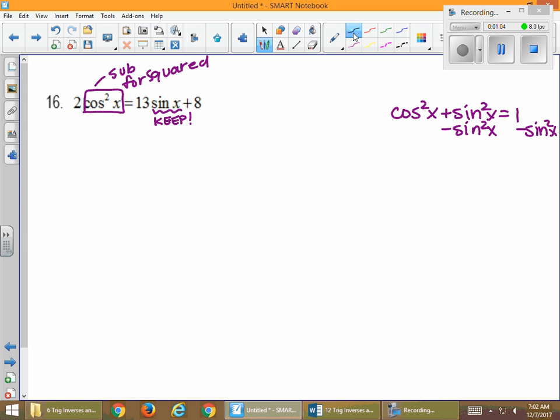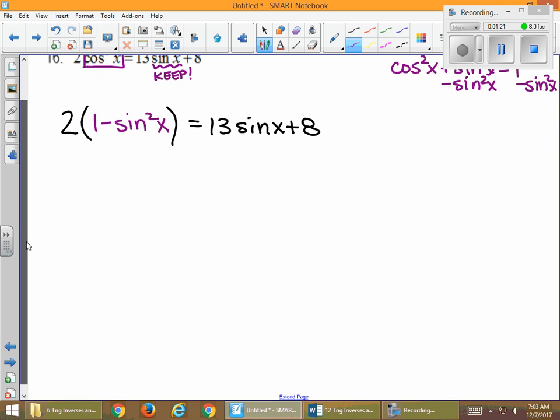So the rest of the problem is going to stay the same. I'm just going to change my cosine squared to 1 minus sine squared. And then my problem is all in terms of sine, which is helpful. The next thing we do is distribute through our 2.